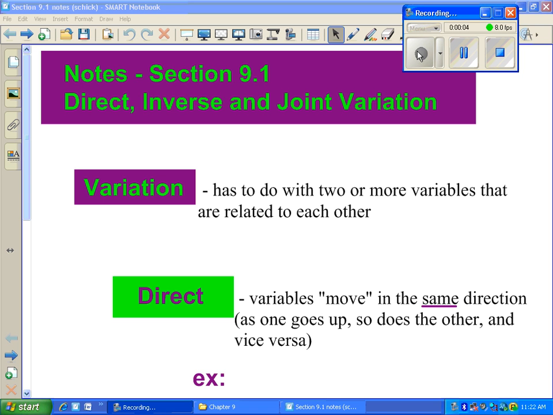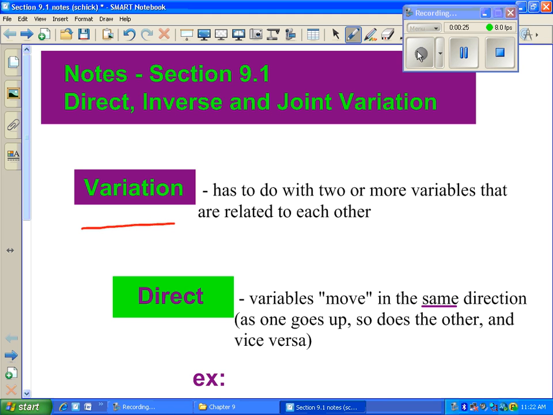We're going to do Chapter 9, Section 1, direct and inverse and joint variation. These are different ways of looking at equations, and since we're finishing up with solving, we're going to talk about what I can do with different equations. So, what's a variation? A variation has to do with two or more variables that are related to each other.